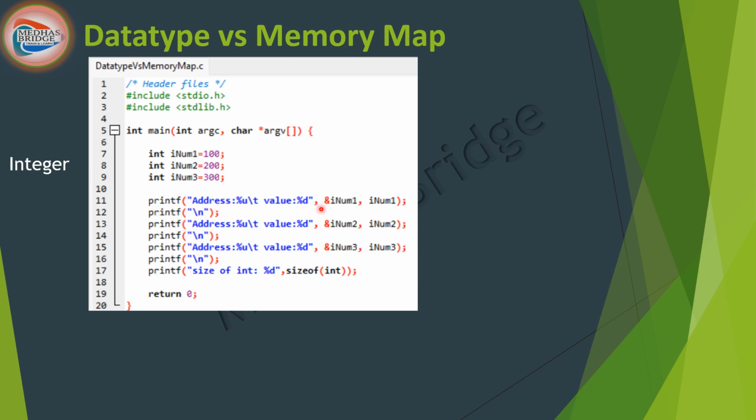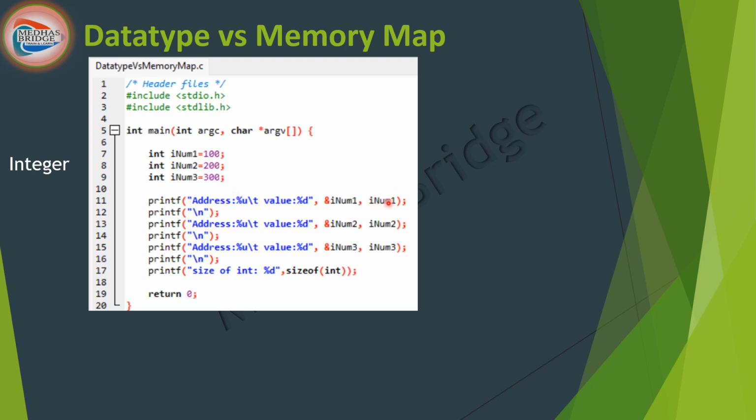This is the syntax that I'm using. The ampersand as a prefix means address-of operator. A prefix to the variable means you are referring to a memory location. An address is always an unsigned integer, so that's why I am using the format specifier that prints the address.